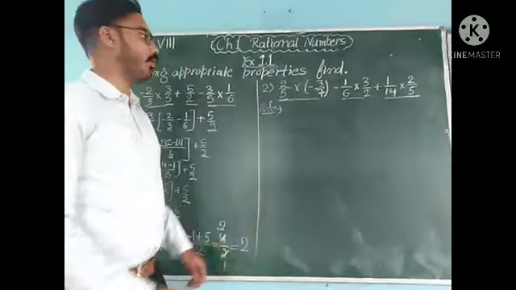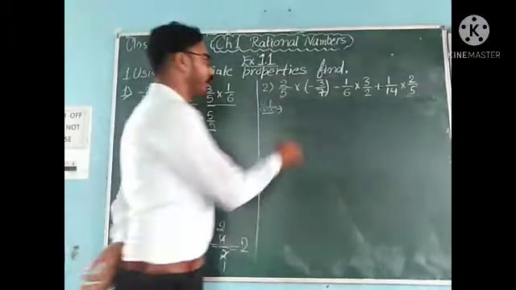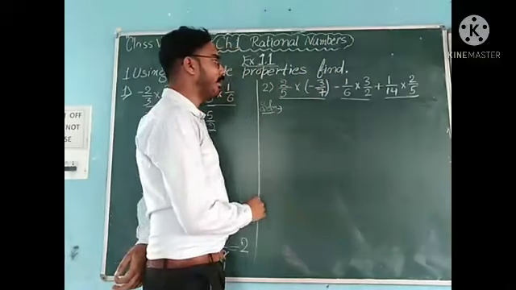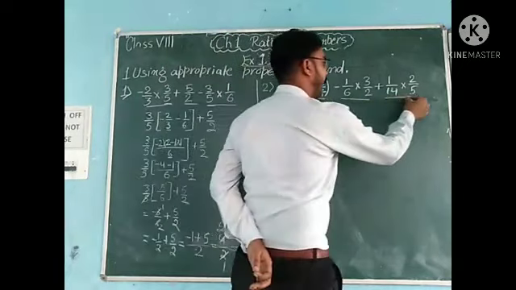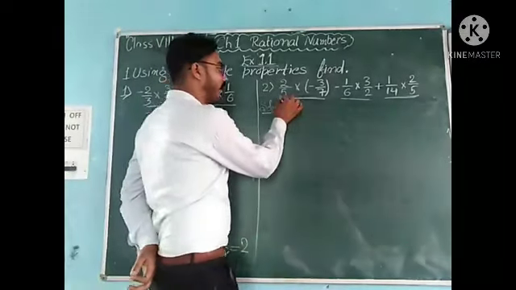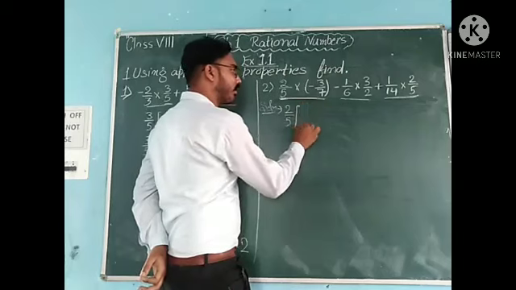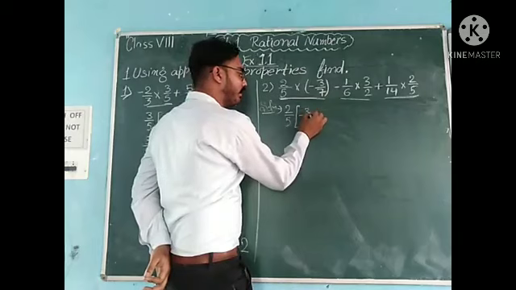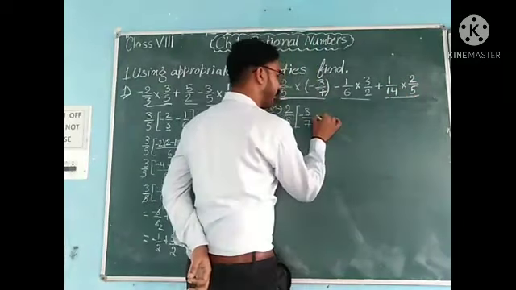In question number 2, we have three parts, 1, 2 and 3. So in these three parts, the first and last parts have something common. What is common? That is 2 by 5. So write it in common. So whatever is left, write in the bracket. Here is minus 3 over 7, and in the last part 1 over 14 is left.